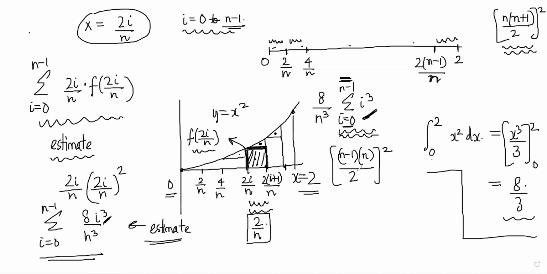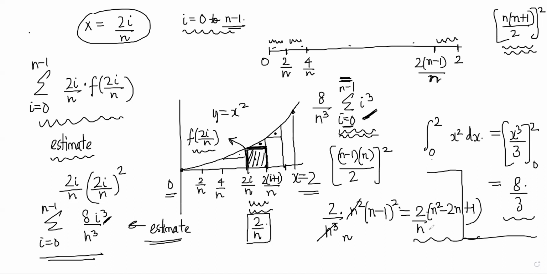So this becomes a 4. 4 cancels this, so it becomes 2 by n cube, and you have n square, n minus 1 squared, right? And this is becoming basically 2 by n square minus 2n plus 1, right?